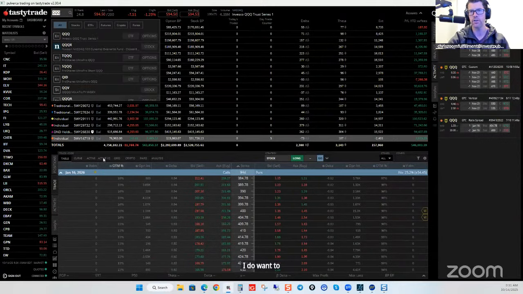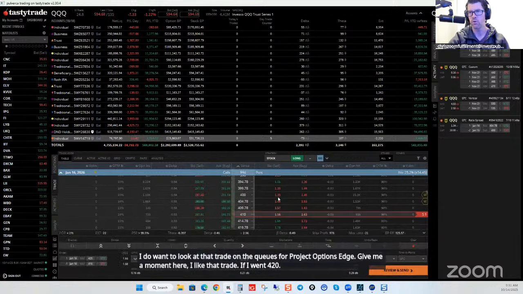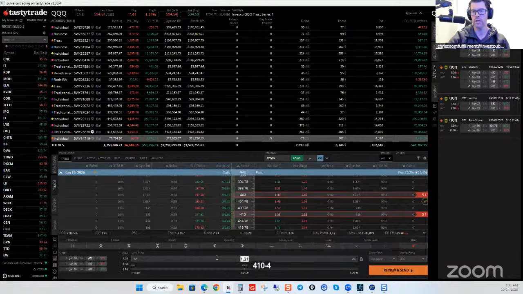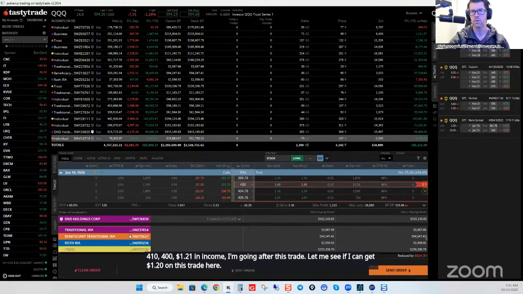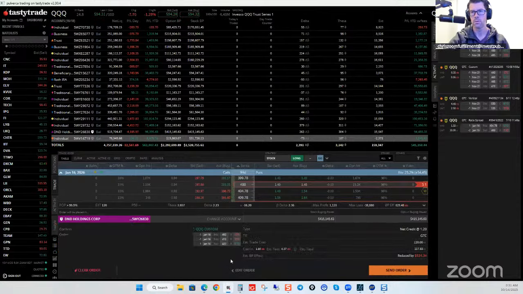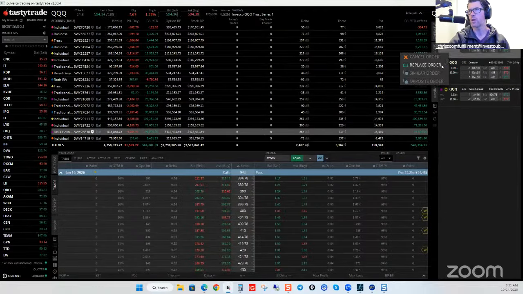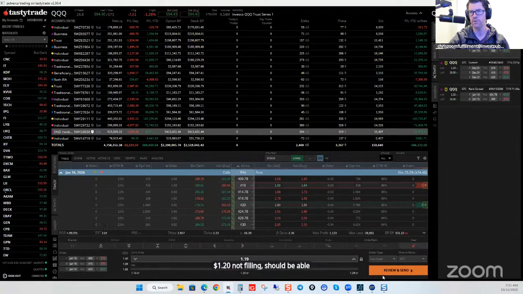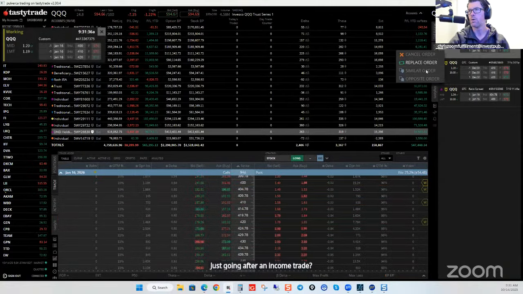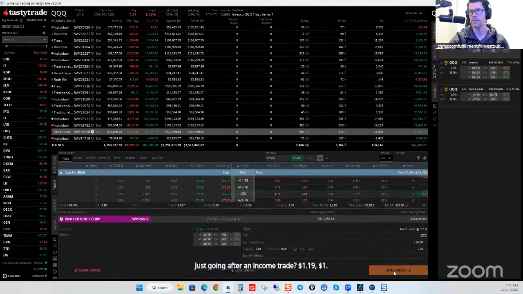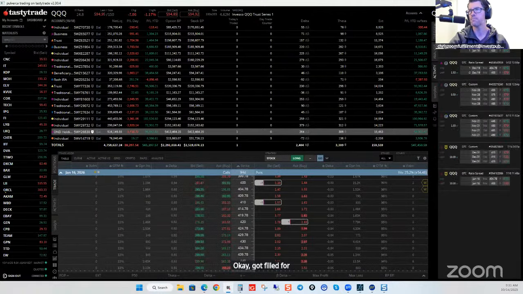I do want to look at that trade on the Qs for Project Options Edge. Give me a moment here. I like that trade. If I went 420, 410, 400, a buck 21 in income, I'm going after this trade. Let me see if I get $1.20 on this trade here. $1.20 not filling. Should be able to get $1.15 at least. Just going after an income trade. $1.19, $1.18. Come on. Okay, got filled for $1.18.